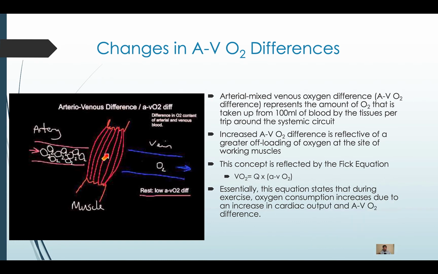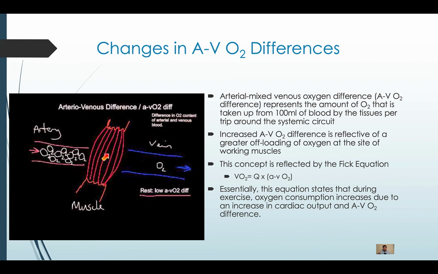So let's say that we have essentially 100 mLs of oxygen here, and then over on the other side, we have 10 mLs of oxygen. Essentially, the AVO2 difference would be 90, right? So we'd have a dramatic difference between the veins and the arteries, and that's what we want. We want to increase the AVO2 difference, because when we increase the AVO2 difference, we're actually favoring oxygen offloading.